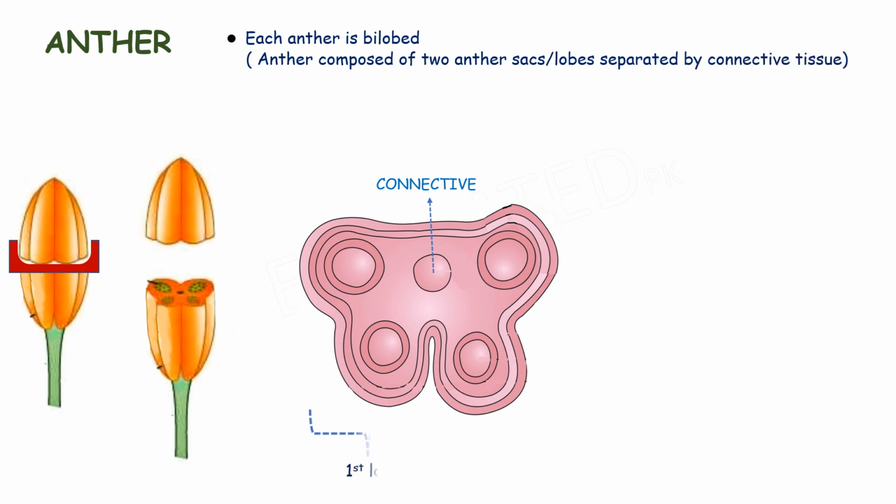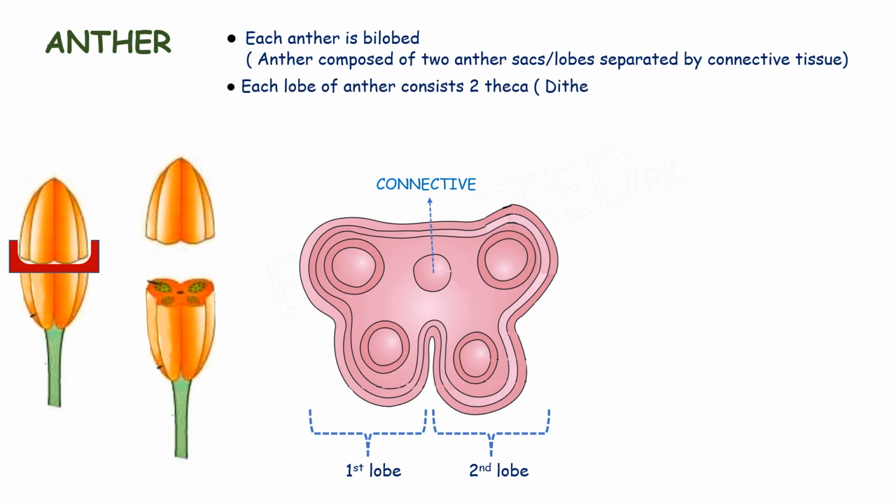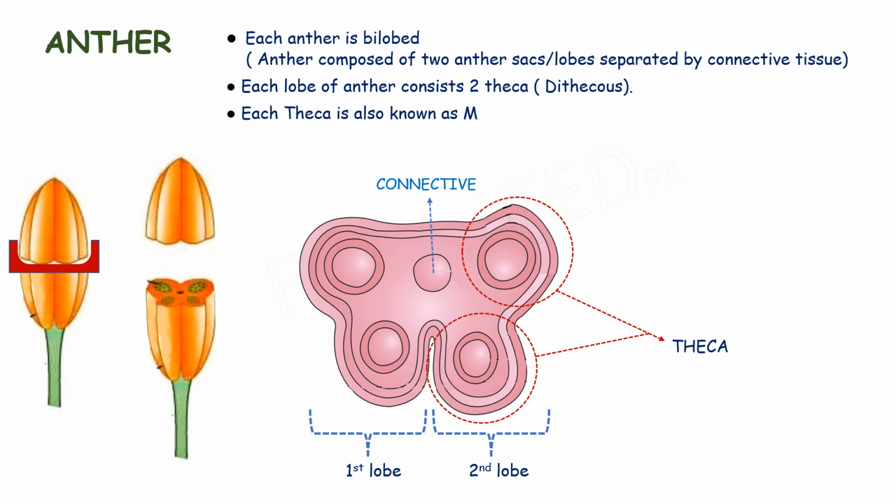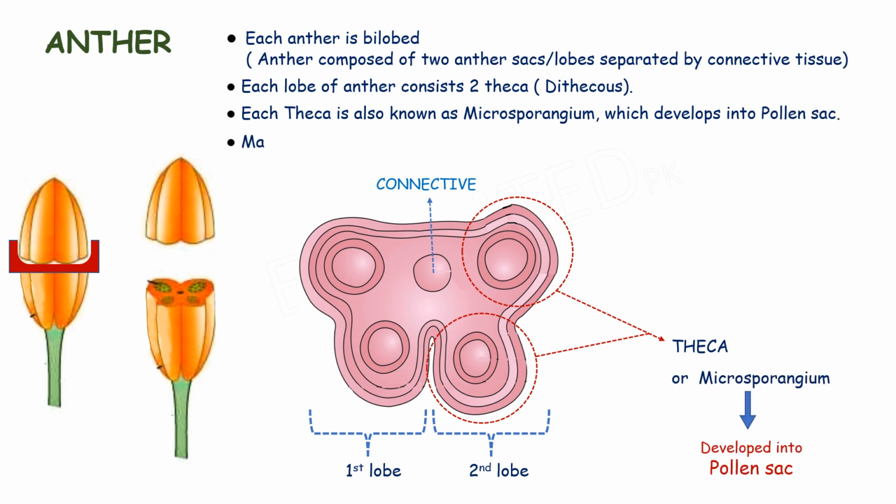So, this one is the first lobe and second lobe. Each lobe of anther consists of two theca. That's why it's also called dithecous. See this diagram. Each theca is also known as microsporangium, which develops into pollen sac like this. A mature microsporangium or pollen sac is surrounded by four wall layers.